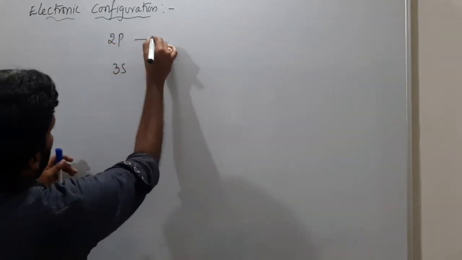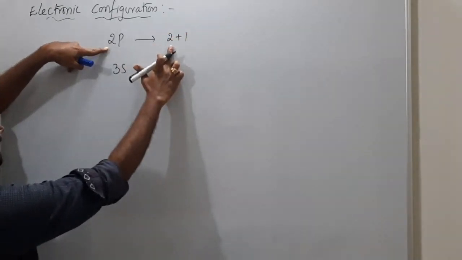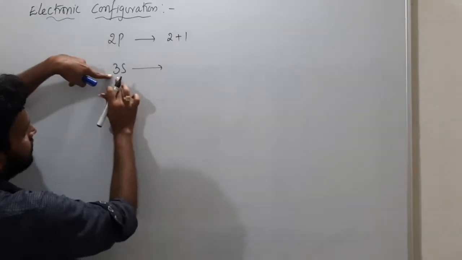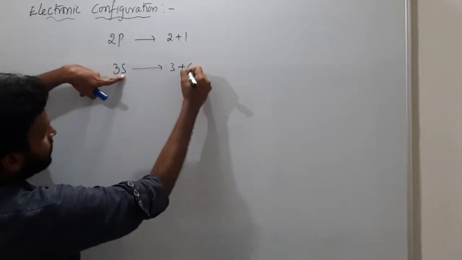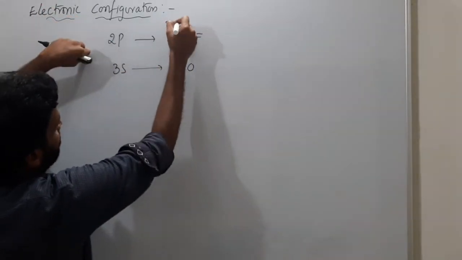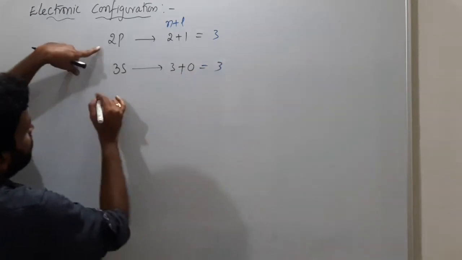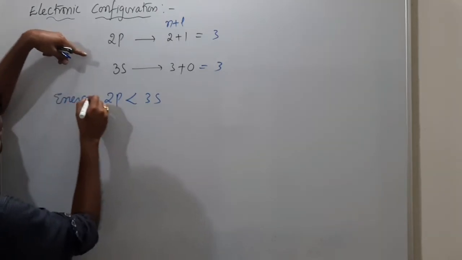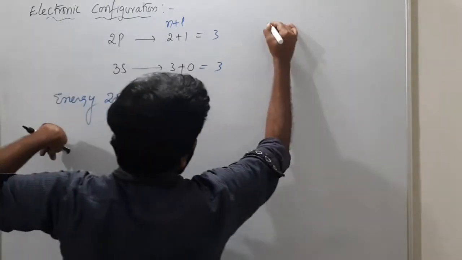Take 2p and 3s. For 2p, the n plus l value is 2 plus 1, because 2 is the n value and for a p subshell, the l value is 1. For 3s, the n value is 3 and for an s subshell, the l value is 0. So these are the n plus l values: 2 plus 1, 3, and 3 plus 0, 3. So 2p is less energetic than 3s. This is the order of energy actually. So you know the energy order, everyone clearly, I think so.